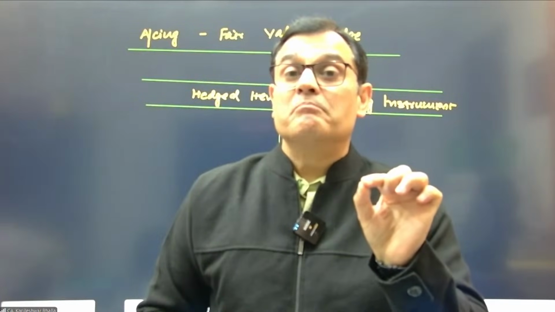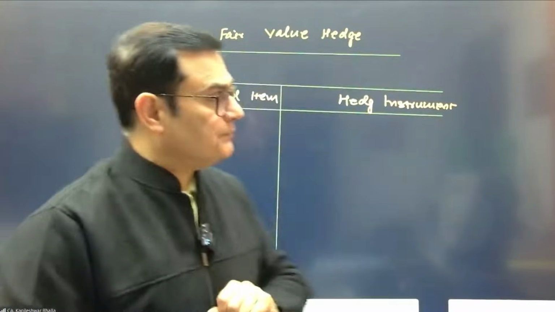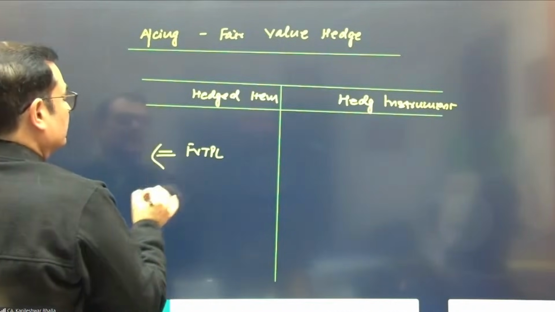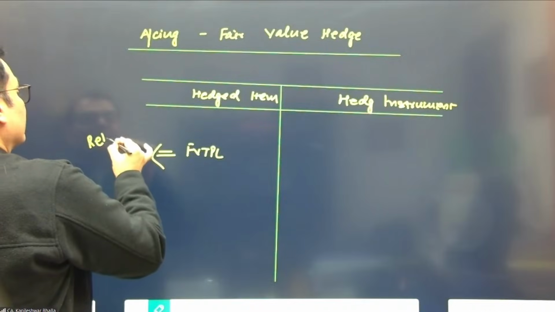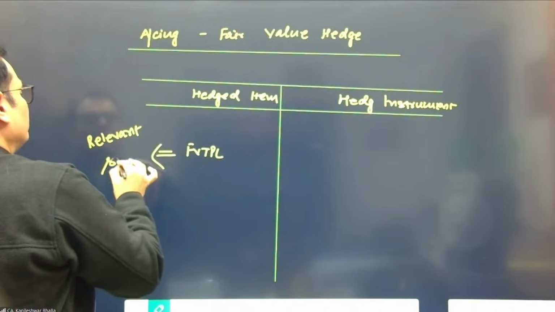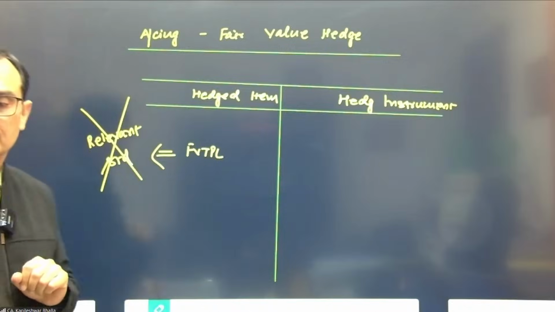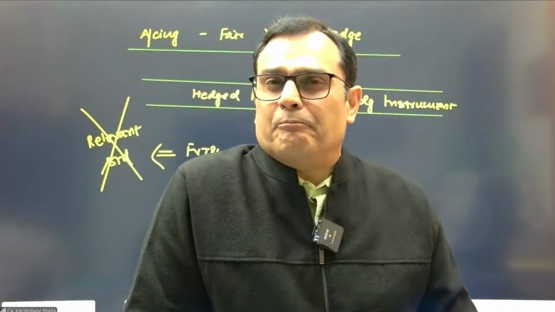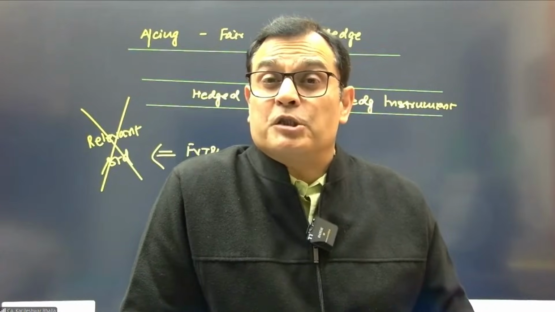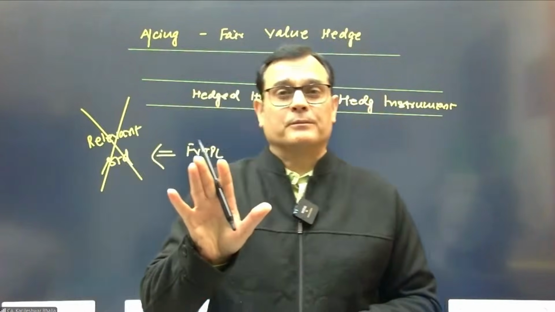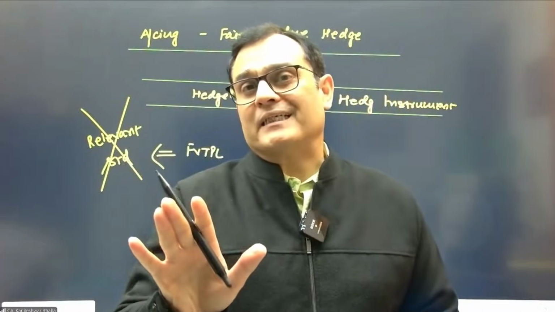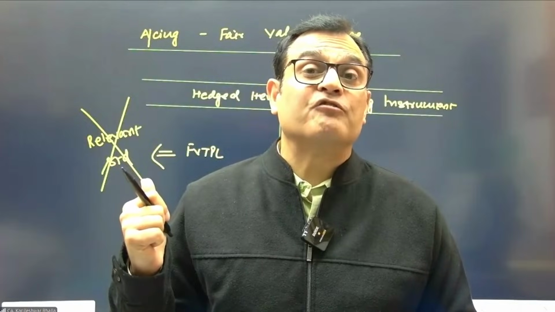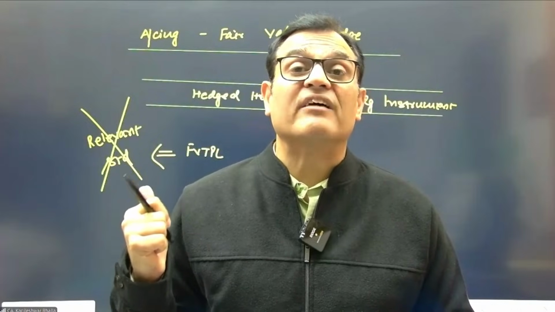The hedged item will be measured at FVTPL, which means the relevant standard applicable to the item will be overridden. So if you bring, for example, inventory under the purview of hedge accounting, Ind AS 2 will not be applicable. Inventories will not be taken at cost or NRV, whichever is less. Inventories will be taken at fair value with any changes in fair value in the P&L, gain or loss, whatever.